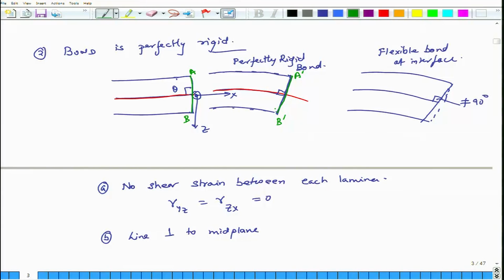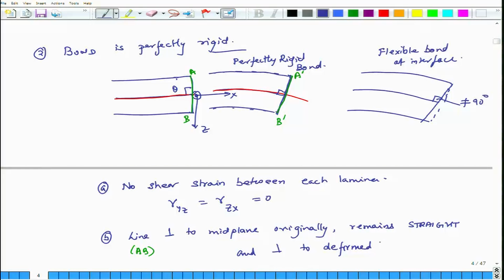So, which line are we talking about? We are talking about line AB. The line which was originally perpendicular to the mid plane also remains straight. It does not develop any curvature, it remains straight and perpendicular to the deformed mid plane. So, this theta still remains 90 degrees. So, this is the second thing.